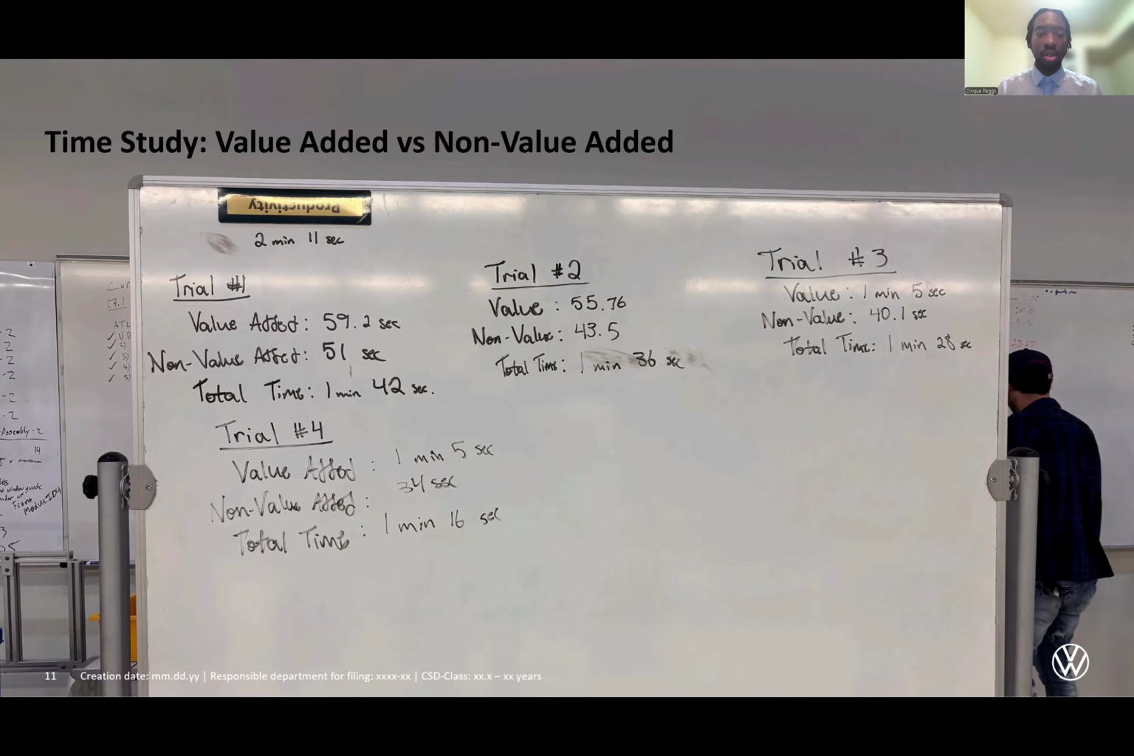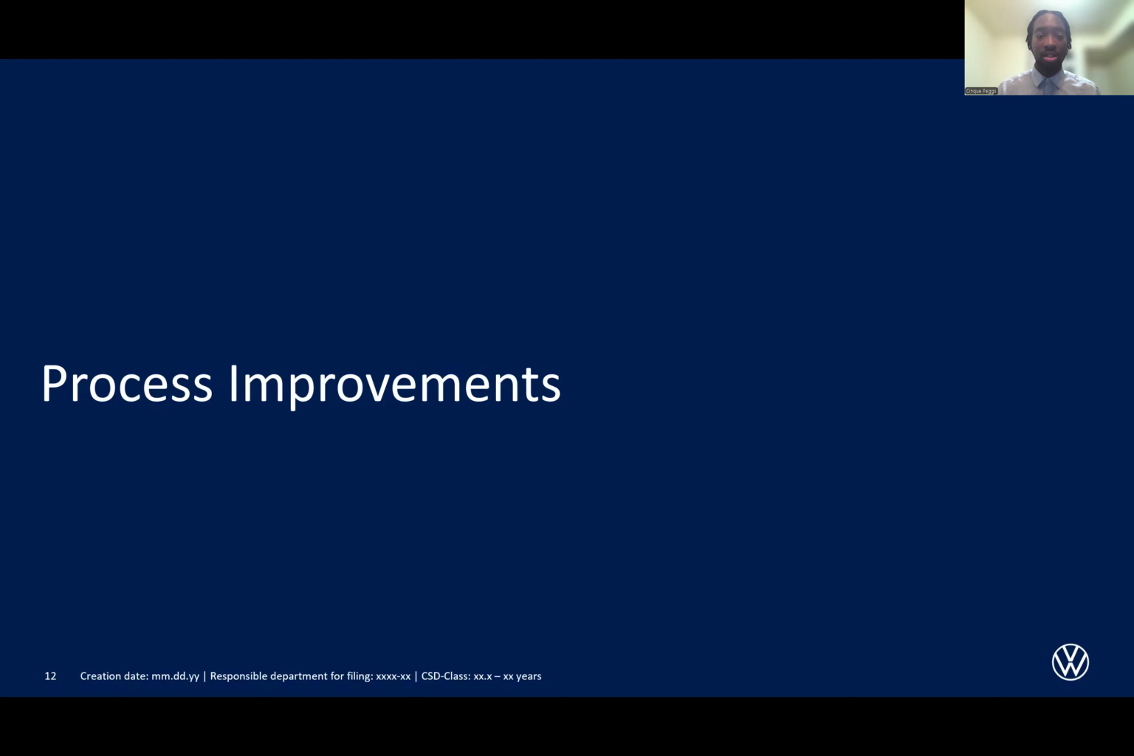So we also indicated some non-value added versus value added times. This graphic you can see at the top, 2 minutes and 11 seconds was our control time, and then followed by each trial we can notice that the value added time is increasing and the non-value added time is decreasing, which is good. That's what we want in this case. That's how we know that the changes that we're recommending are good changes.